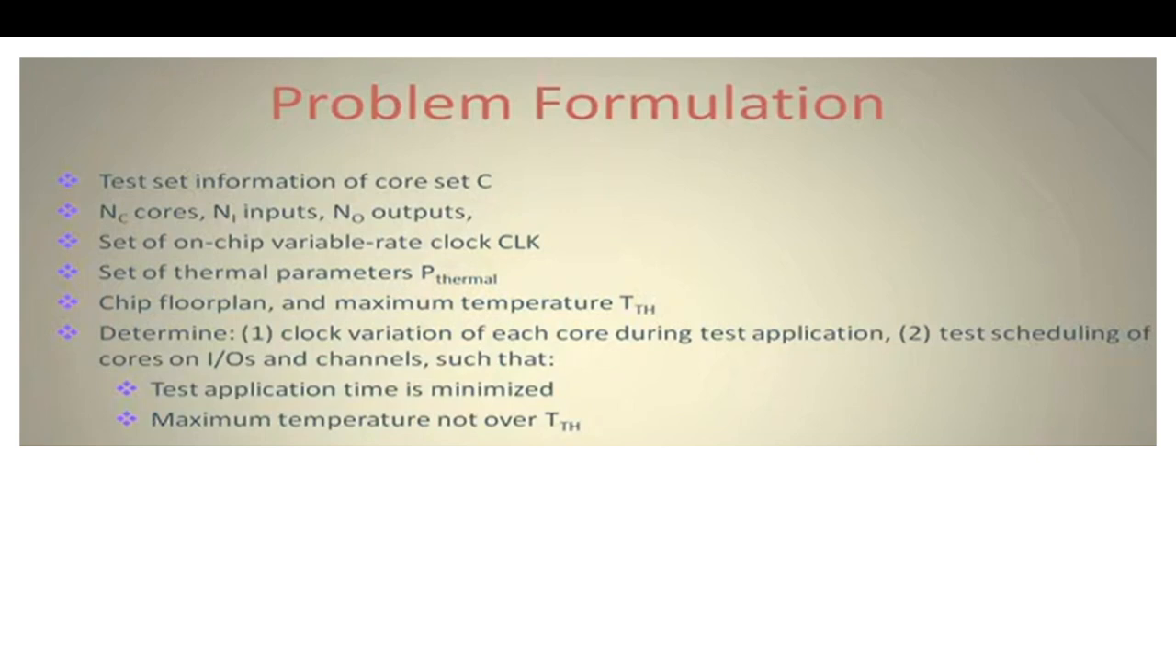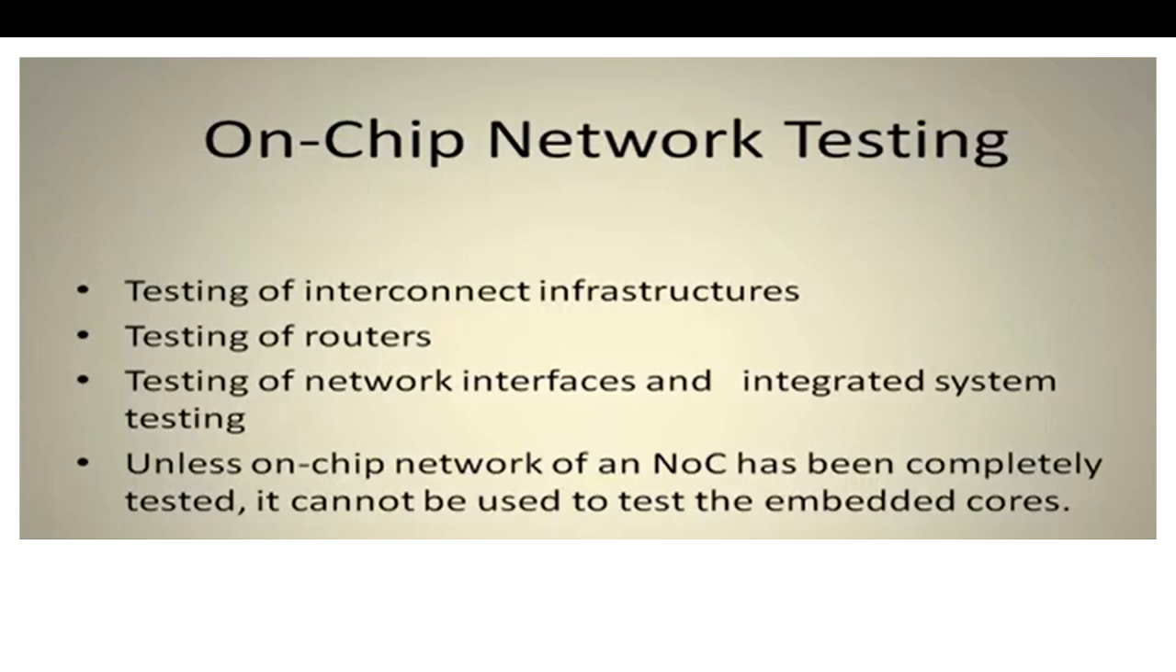Problem formulation. Test set information of core set C, NC cores, NI inputs, NO outputs, a set of on-chip variable rate clocks, a set of thermal parameters P thermal, the chip floor plan, and maximum temperature TTH. Determine first the clock variation of each core during the test application. Second, the test scheduling of the cores on IOs and channels such that test application time is minimized and maximum temperature is not over TTH.